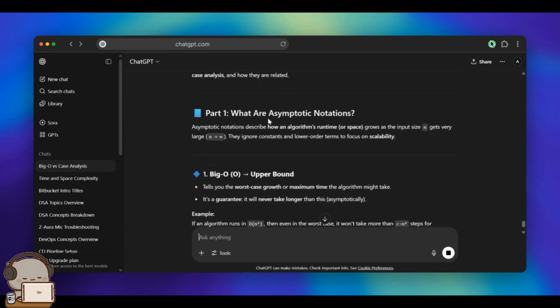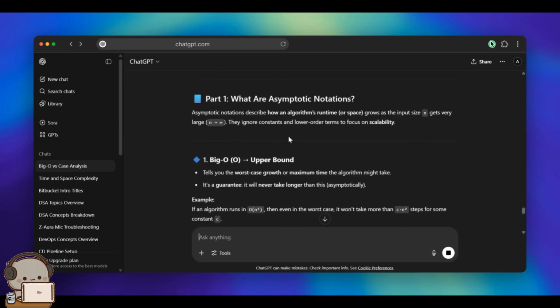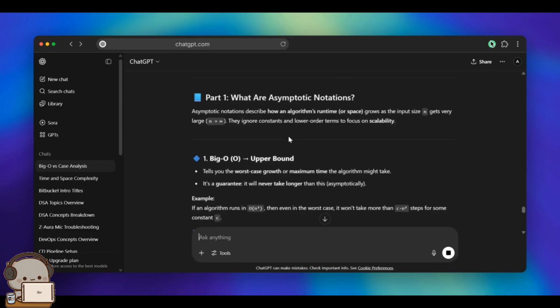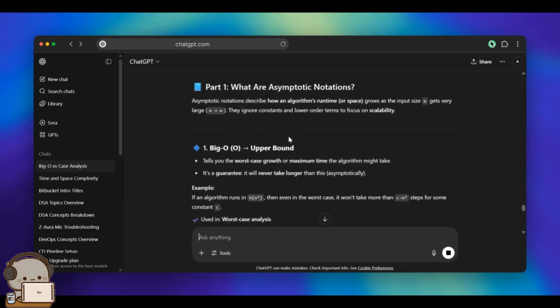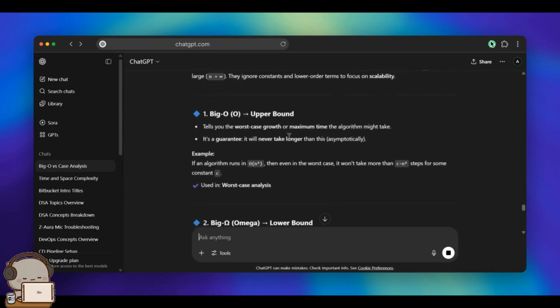They are called asymptotic notations. Asymptotic notations describe how an algorithm's runtime grows as input size n gets very large, close to infinity. They ignore constants and low order terms to focus on scalability. So big O, the upper bound, tells you the worst case growth or maximum time the algorithm might take. It's a guarantee. It will never take longer than this.